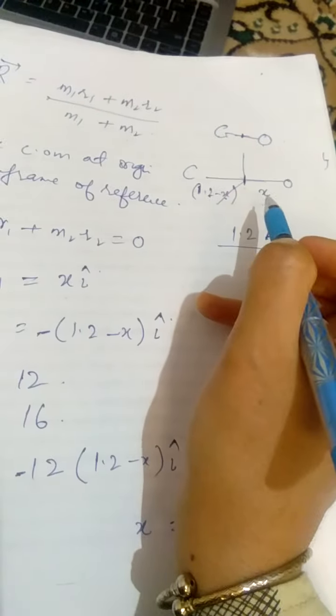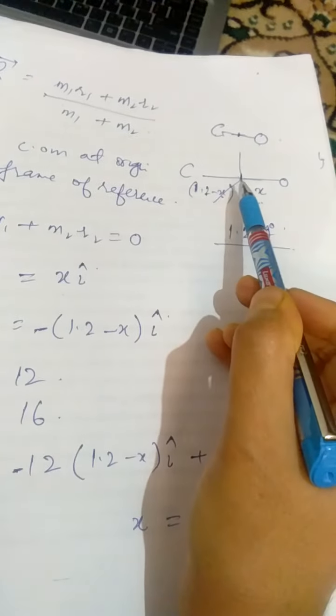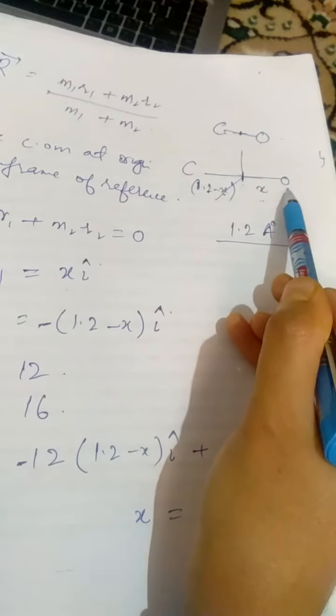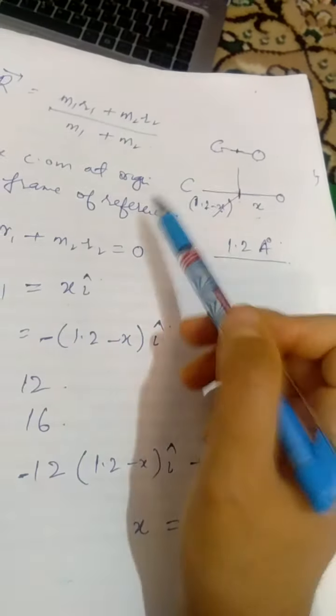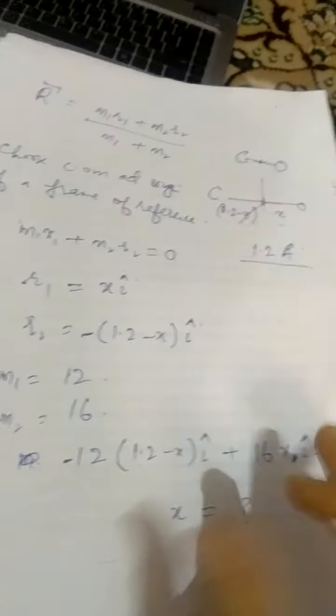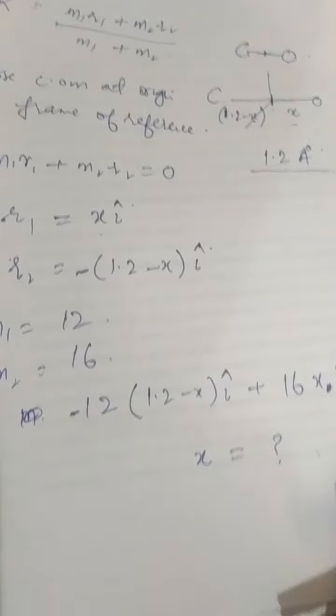So once you find the value of x, you can say that the center of mass is at a distance this much from O and at a distance this much from C along the direction of the x-axis, right? So this is how we find the center of mass.